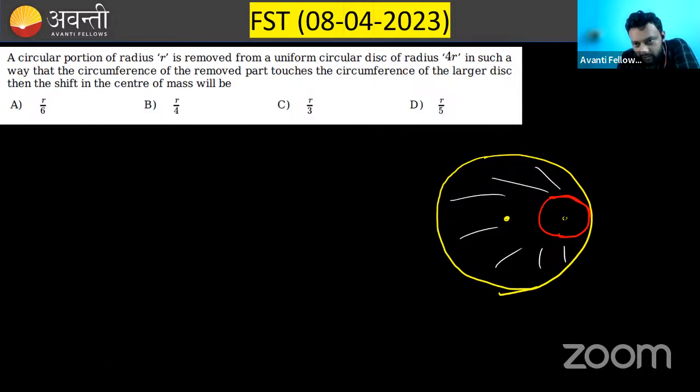Now I will put the values. This has a radius r. This is also radius r. Total radius is 4r. So this remaining portion is also 2r. Is it clear? Now, they are asking then the shift in the center of mass will be. So in such type of questions, remember one thing.